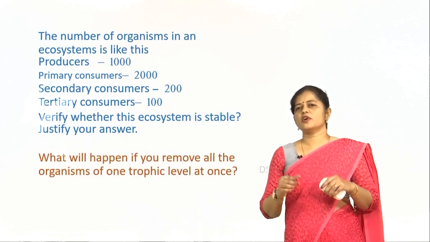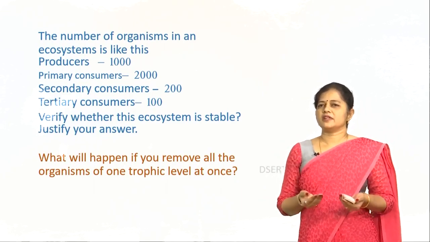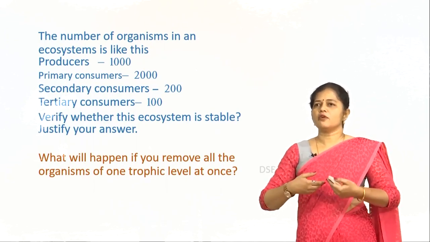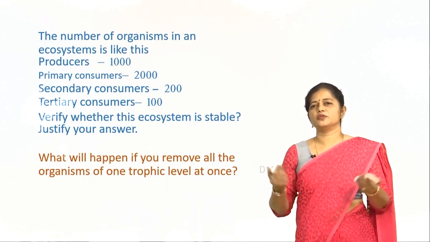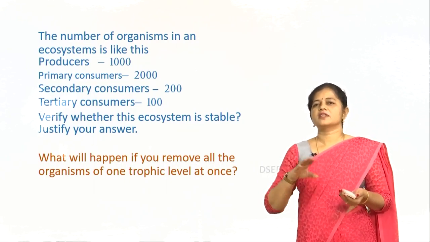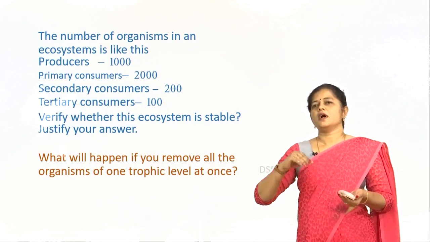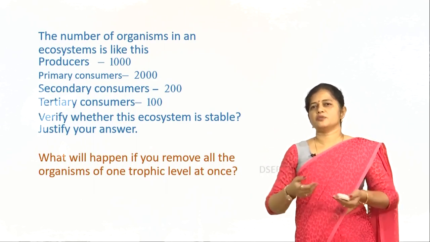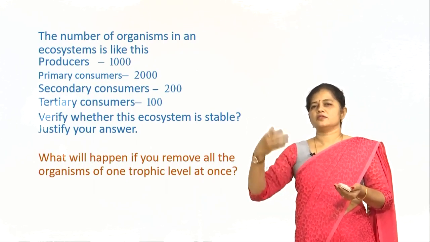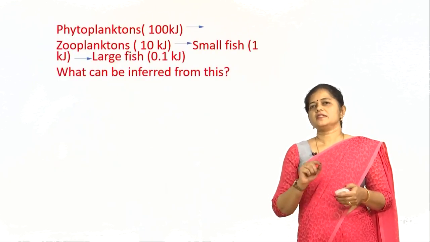There is another question. What will happen if you remove all the organisms of one trophic level in an ecosystem at once? What will happen if all the organisms in one trophic level are removed, be it primary consumers or secondary consumers? Definitely it will create an imbalance in the environment, because the primary consumers are the source of food for the secondary consumer. If we remove the primary consumer, the secondary consumers will not get their food, and so on. So this will create an imbalance in the environment. You can see a question over here.